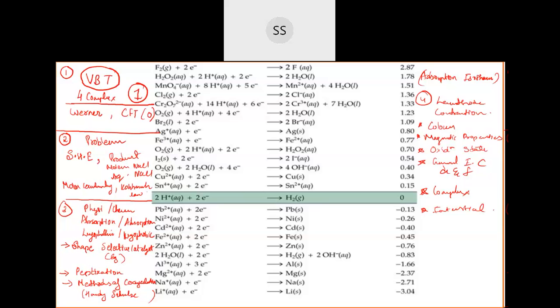ZSM5, what does it represent? See, ZSM5 represents: Z is for zeolite, Socony, and M for Mobil. This 5 stands for the pore size. There are different pore sizes, it seems, so depending on that size there are different values. So that 5 stands for the pore size.